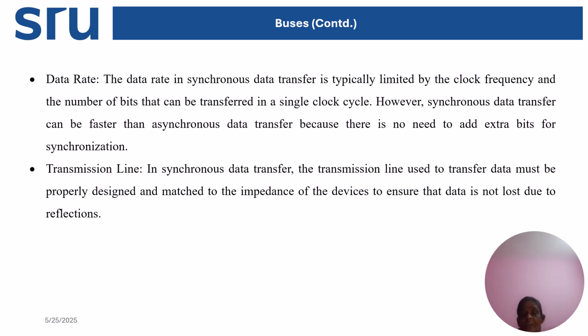And then the transmission line. For any transmission, we need to consider the impedance. Both devices should be terminated in the same impedance. Suppose the impedance is mismatched, this will cause reflection. Due to the reflection, the data will be lost and the signal will get wasted. That is why impedance matching is important. Both devices should be terminated in the same impedance.